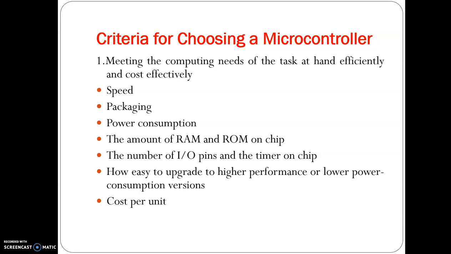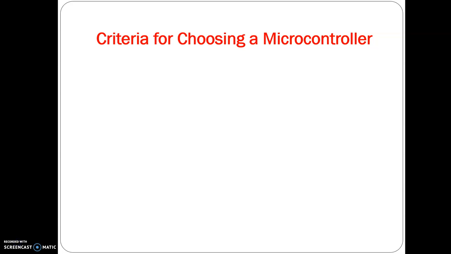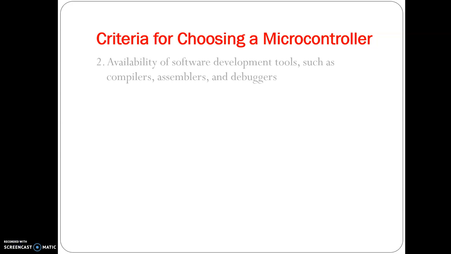I will give an example. For example, some microcontrollers cost 50 cents per unit when purchased 1 lakh or 10 lakh units at a time. But if I go for purchasing a lower quantity, then the cost is going to be more. So I have to decide the cost per unit also. That is also going to be an important criterion for choosing the microcontroller.